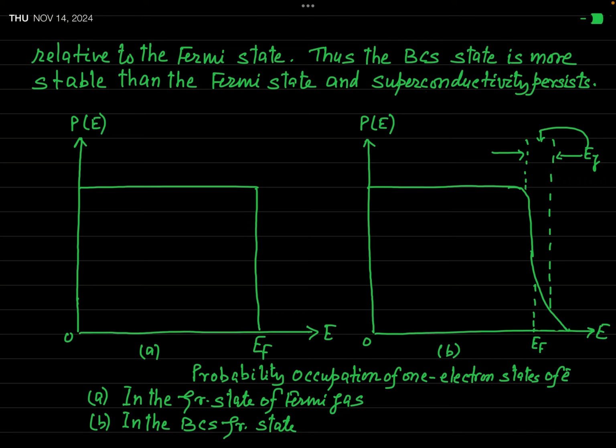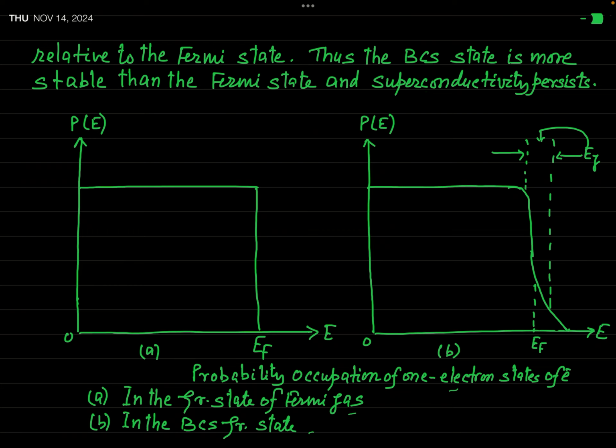In this figure, you can see that the probability of occupation of an electron state has been plotted against the energy. In first figure A, you can see the ground state of Fermi gas, and in the second figure the ground state of BCS gas. What is the remarkable difference between these two? The BCS state is more stable than the Fermi state, and superconductivity persists. The occupancy of one-particle orbitals or quantum states near this EF in the BCS state resembles somewhat that obtained from the Fermi-Dirac distribution function at a finite temperature. However, in the BCS state, the one-particle orbitals are occupied in pairs which are called Cooper pairs.